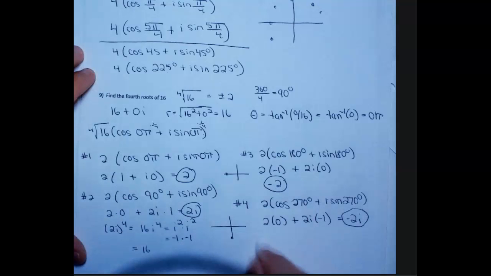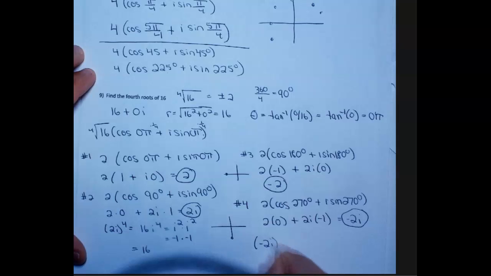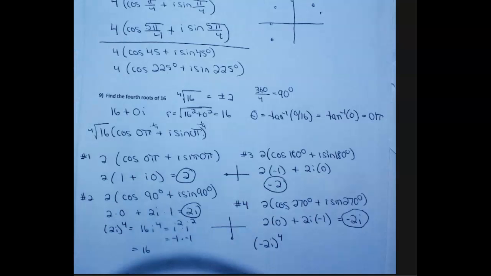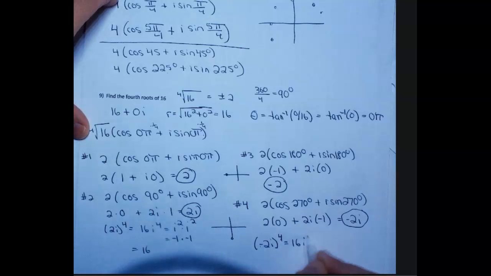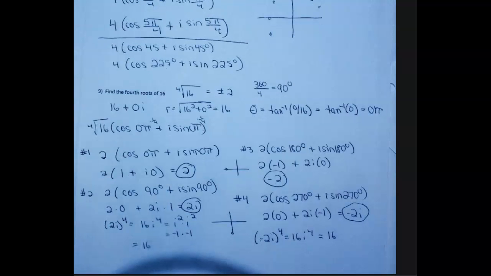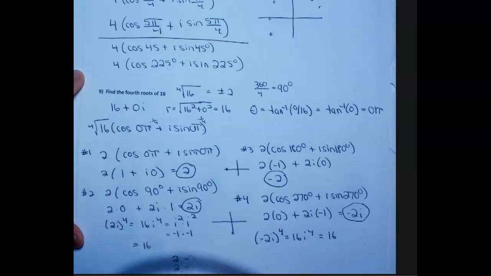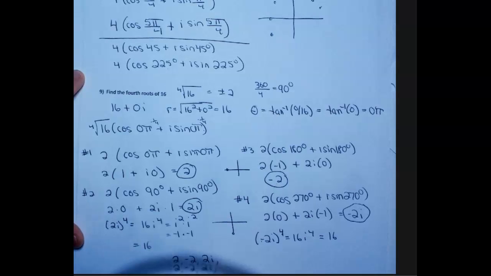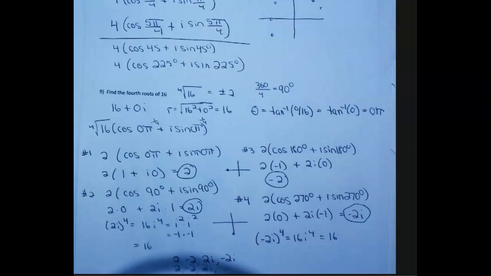Again, we can check it out. We're saying that -2I to the 4th should get me back to 16. Well, -2 to the 4th again gives me 16. I to the 4th is the same thing that I did here, and again I end up with 16. So my final roots are 2, -2, 2I, and -2I.